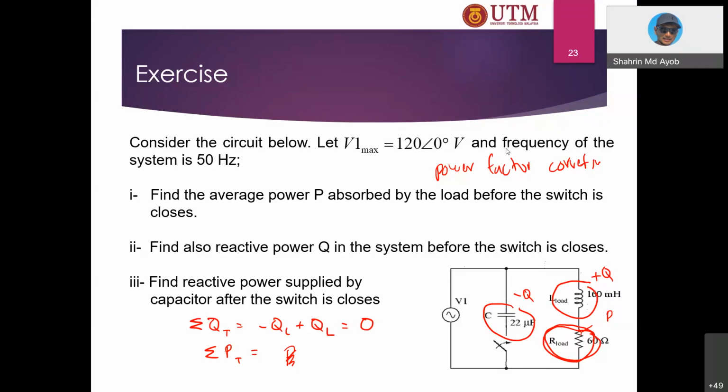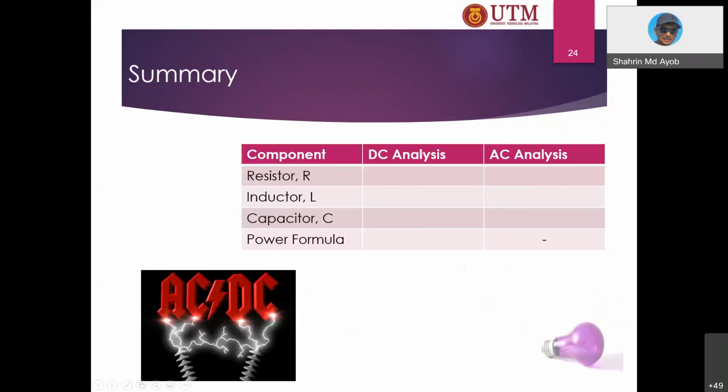Okay, so I think we have finished on the power. So let's go to the next topic. This one is a summary, just a very short one. For the inductor, this is a short circuit in the DC analysis. For the capacitor, in DC analysis, it is an open circuit. Only the AC analysis is applicable.